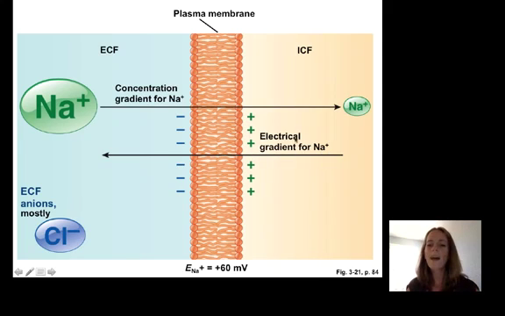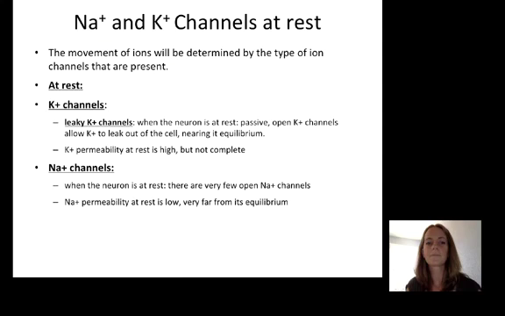So why the textbook publishers decided to do it this way, I don't know. So on your diagram, redraw this, okay? Put negative inside the cell, positive outside the cell. Sodium wants to move. This arrow should be going this way. Sodium's electrical gradient wants to move sodium inside the cell. And we are not going to talk about other ions like chloride yet.